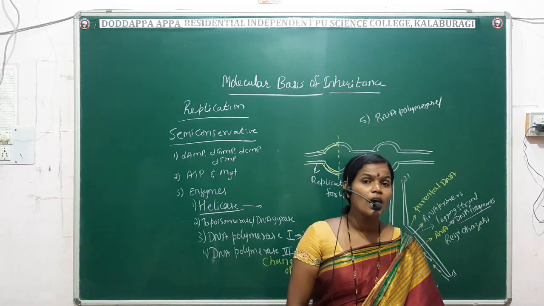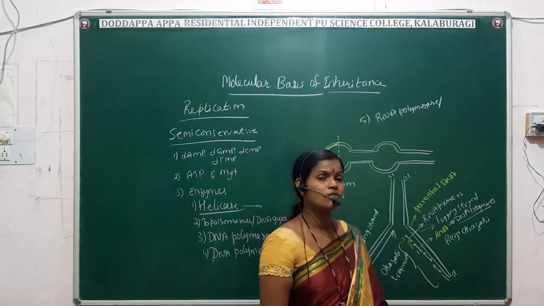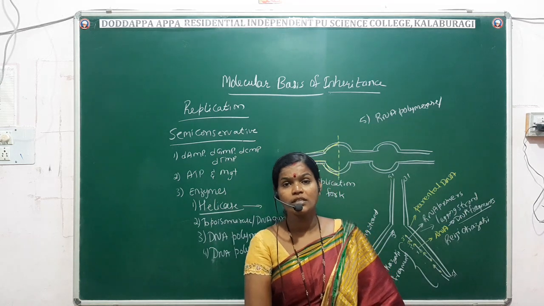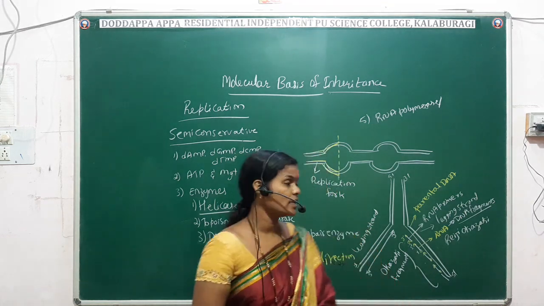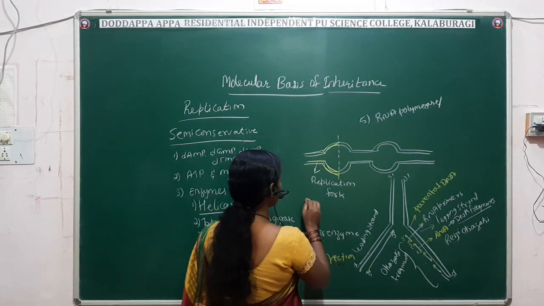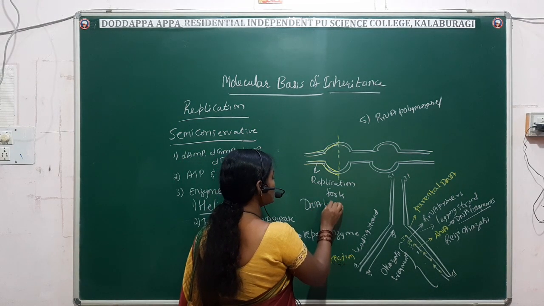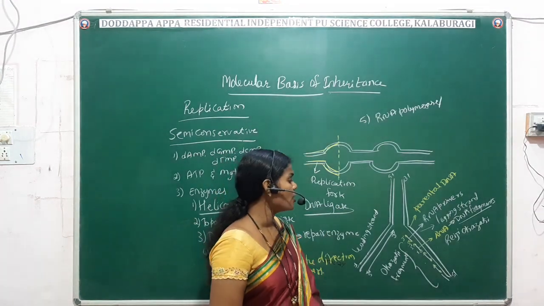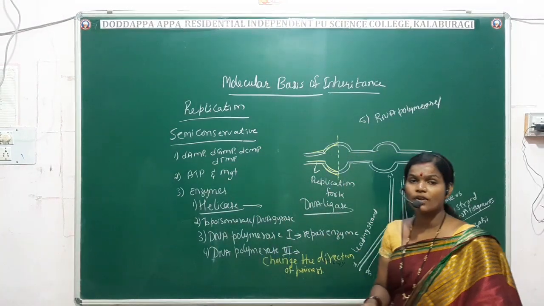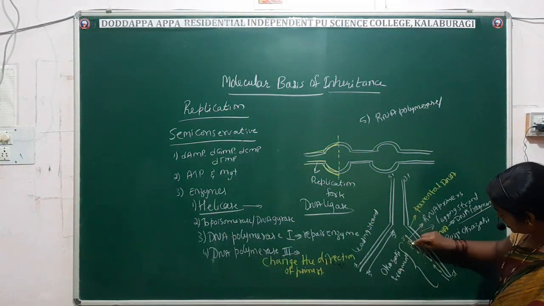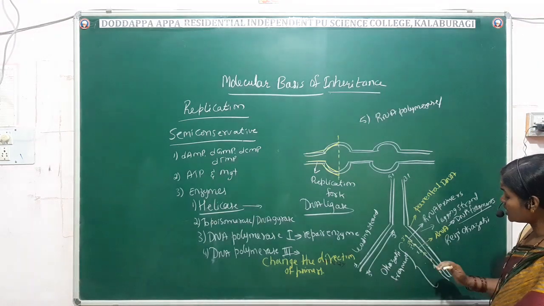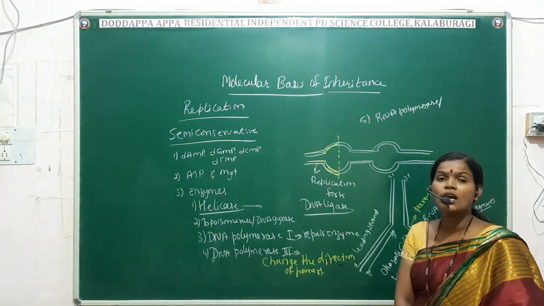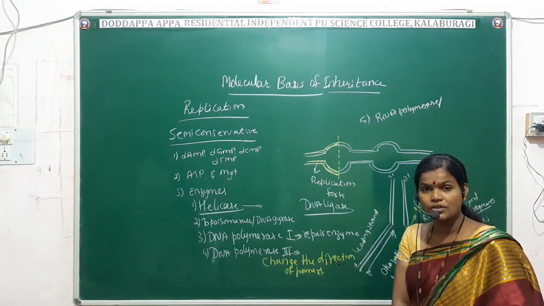Now, after the formation of the small Okazaki fragments or DNA fragments, these small DNA fragments are joined by the enzyme called DNA ligase. DNA ligase is the enzyme which is joining these small fragments of the DNA. See here, these are the small fragments of the DNA. So these small fragments are joined by the enzyme called DNA ligase. You have understood. DNA ligase.